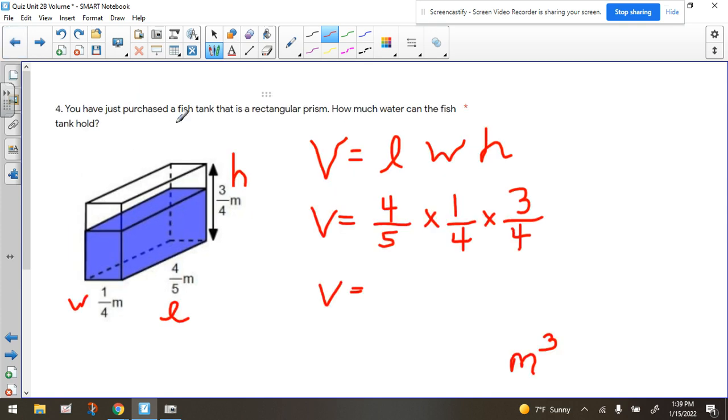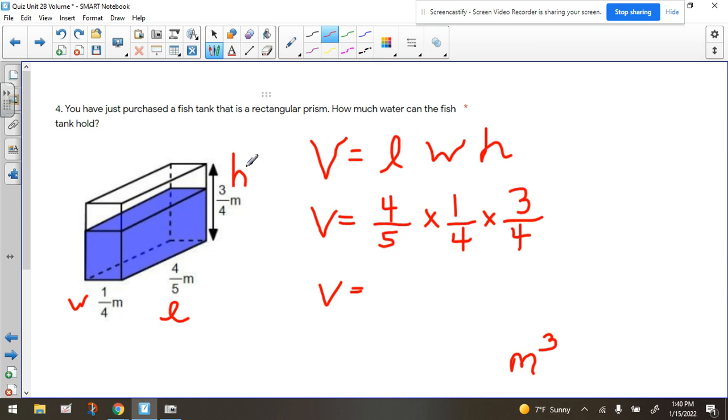So let's go back and look at 4. You have just purchased a fish tank that is a rectangular prism. How much water can the fish tank hold? And here are the dimensions. So the first thing you should do is write the formula down. Volume equals length times width times height.